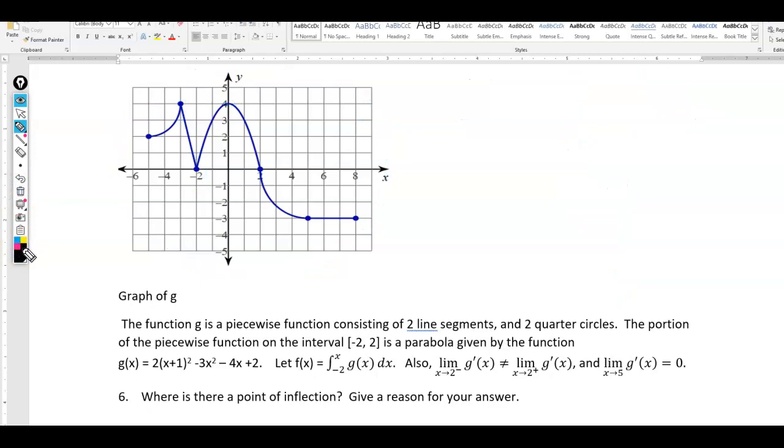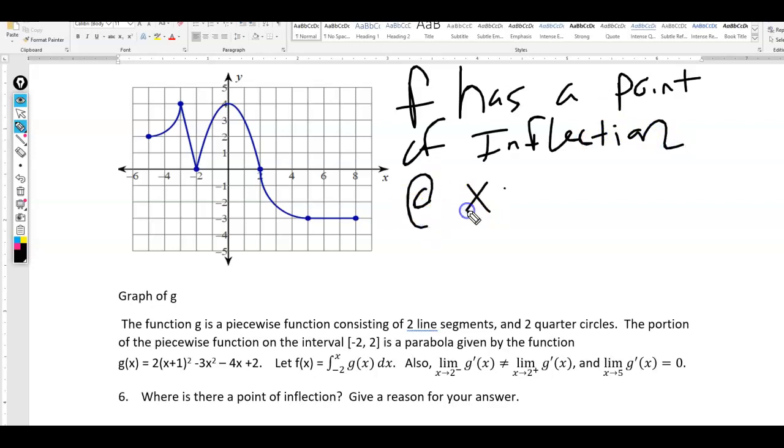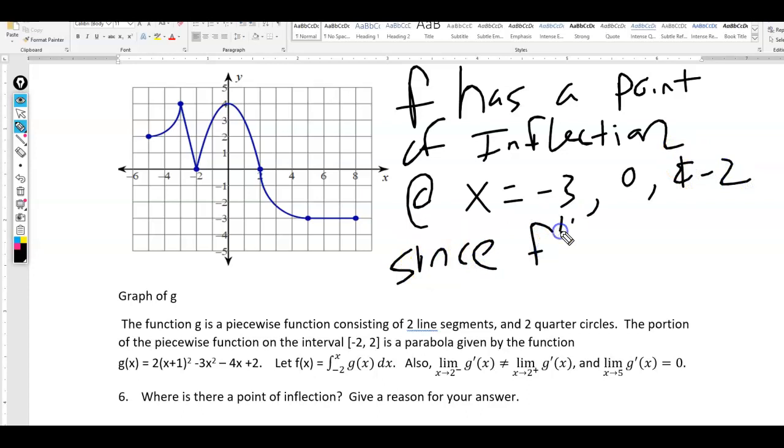We would say f has a point of inflection. You don't want to say POI on your FRQs. That's not official math language. That's just Mr. Bailey being lazy. f has a point of inflection at x equals -3, 0, and -2, since f double prime, which is equal to g prime, changes signs at those points.